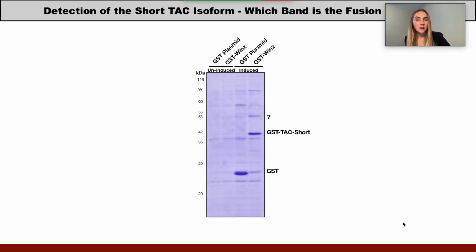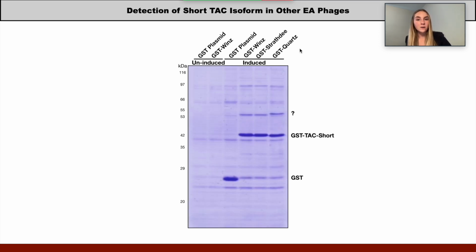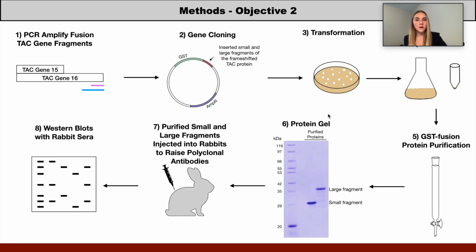Here is a Coomassie stained protein gel of two different samples, uninduced and induced. We have the empty GST plasmid as well as the plasmid with the Winsescapine fusion isoform insert. When these samples are induced, we are seeing a prominent band that could be representative of the short isoform. We also have this band that could be representative of the frameshifted protein, but we aren't confident to make that conclusion quite yet. We also ran this with Strathy and Quartz GST tagged isoforms, and we are seeing the same results. So this led to our second objective, which was to raise polyclonal antibodies against this frameshifted isoform.